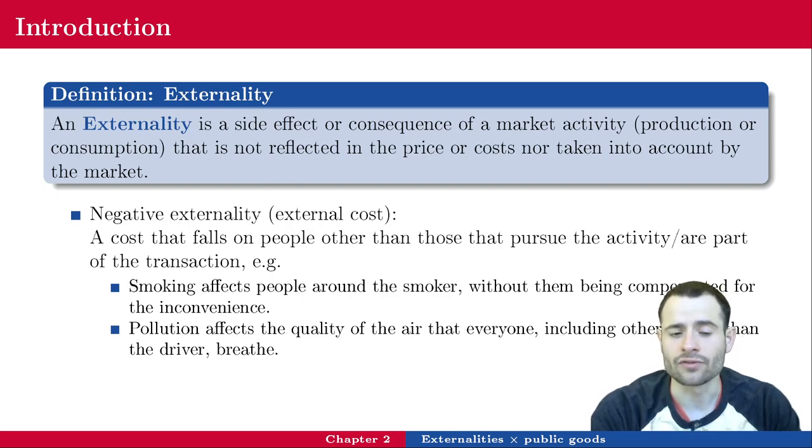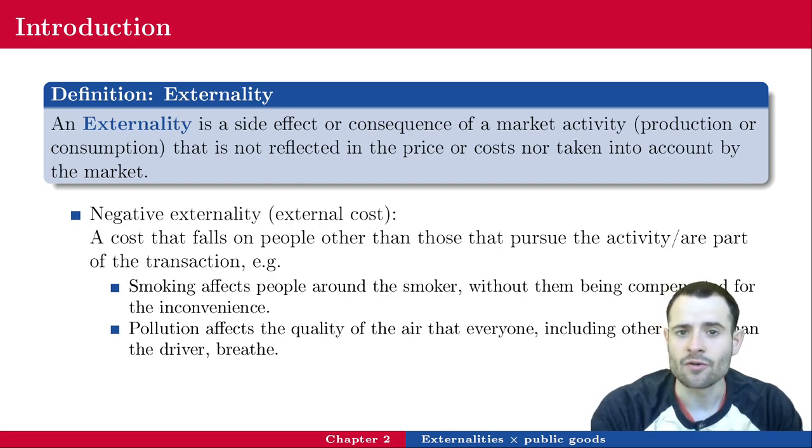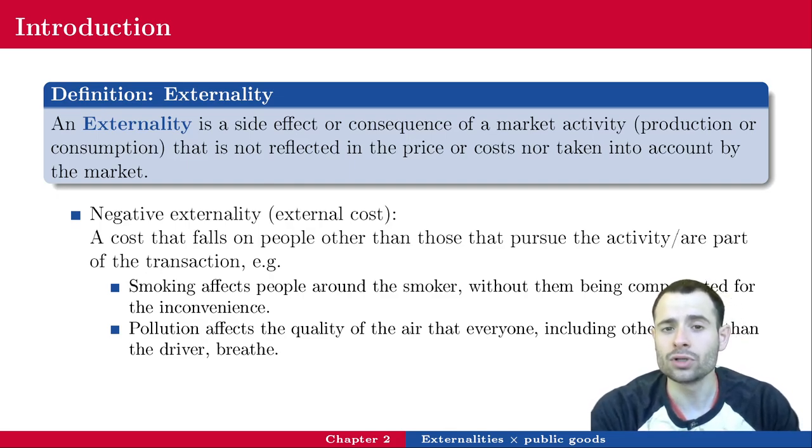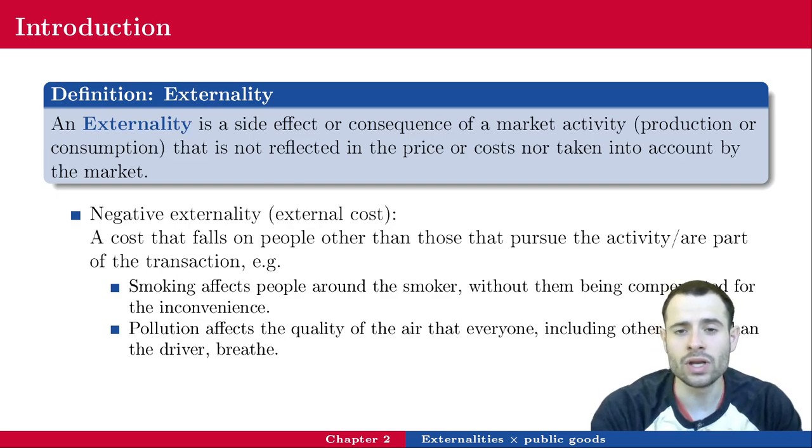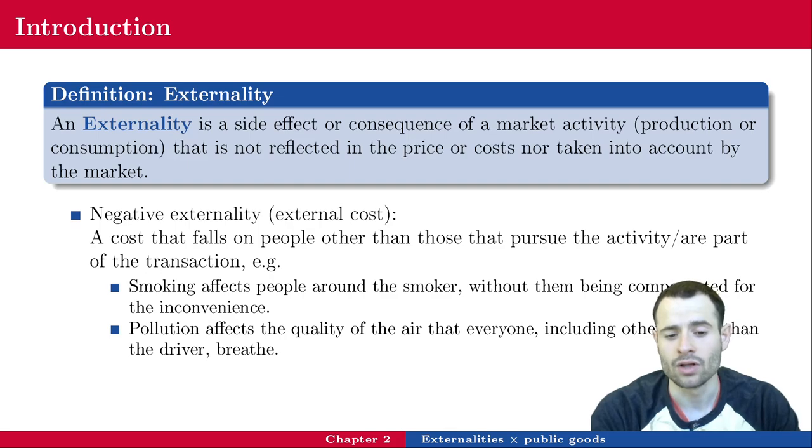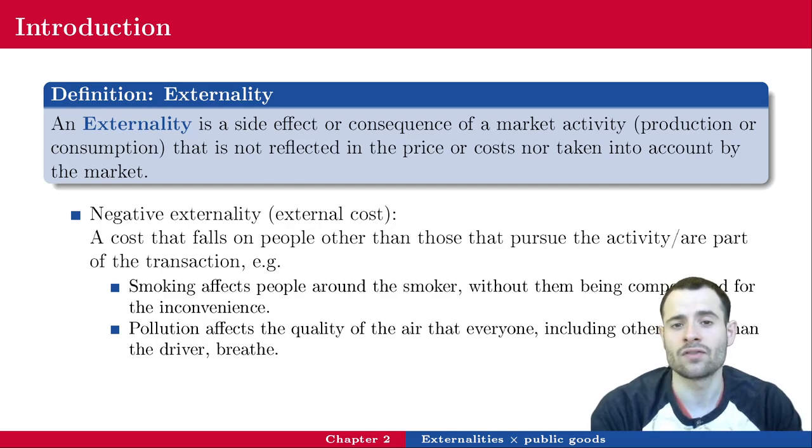In terms of production externality, a negative production externality could be pollution. Pollution affects the quality of the air that everyone, including other people than the driver, breathe. So here, actually, I'm talking about a consumption externality, where the driver is consuming gasoline for his car. But you could as well extend this to the case of a factory rejecting pollutants during the production process.